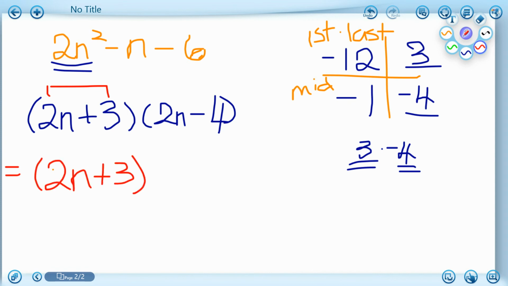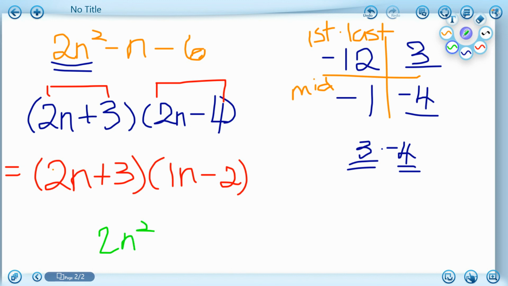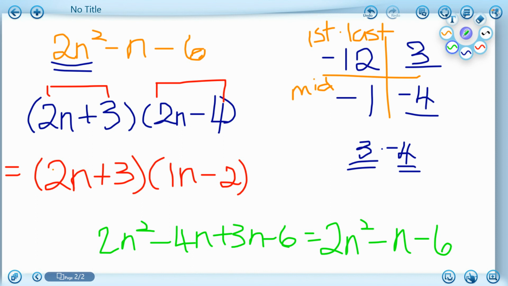Now if I look at the next one, if this was in the form of 2n over negative 4, can I reduce this? Yes, I can. I can divide both of those by 2, so I end up getting n minus 2. If you want to check this, you just multiply it out. That gives me 2n squared minus 4n plus 3n minus 6. If you add the like terms, you get 2n squared minus n minus 6. So yes, this does work.